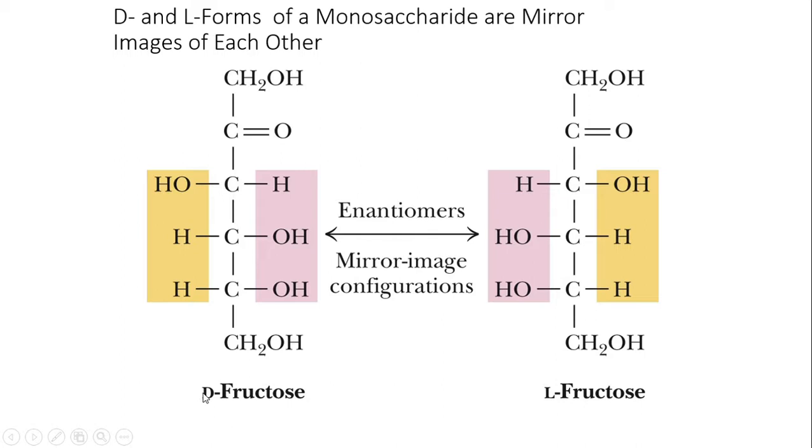We label them D and L based on the orientation of this hydroxyl group that comes right before the end of the chain. So this group is on the right, so it's a D configuration. This one is on the left, so it's an L configuration.